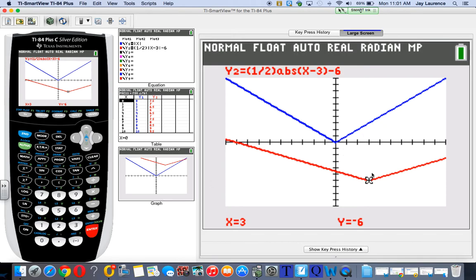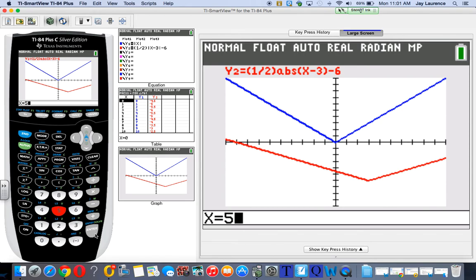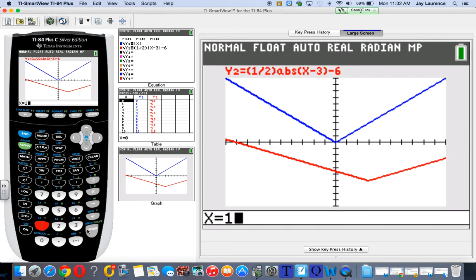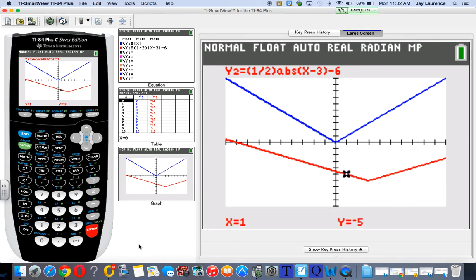Now, I rose 1 and ran 2. So what would happen if I put x for 5? Yep, there we go. We rose 1 and ran 2. And it would also work if I made x 1. I should also get negative 5 because of symmetry. Yeah, there you go. Pretty easy stuff.